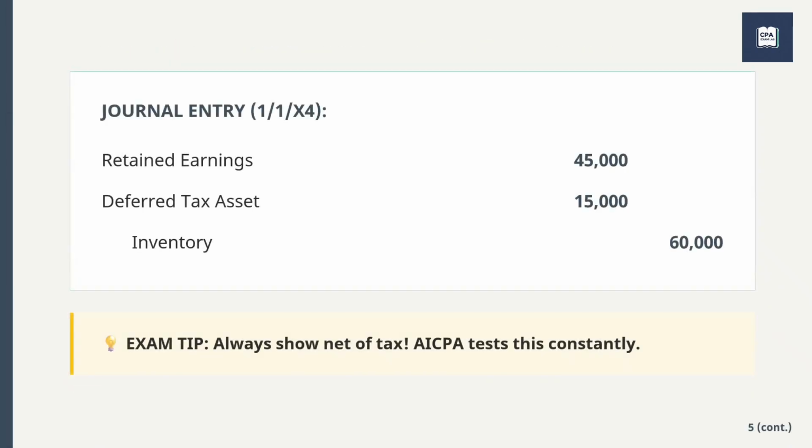For the previous example, how do we do the journal entry? This is usually asked in the simulations. Always remember we are showing it net of tax. Like in the previous example, we had an inventory difference of $60,000. We reduce our retained earnings by $45,000, and we have a deferred tax asset of $15,000. This would be the entity's journal entry on the first day of the new year, where they chose the new method.